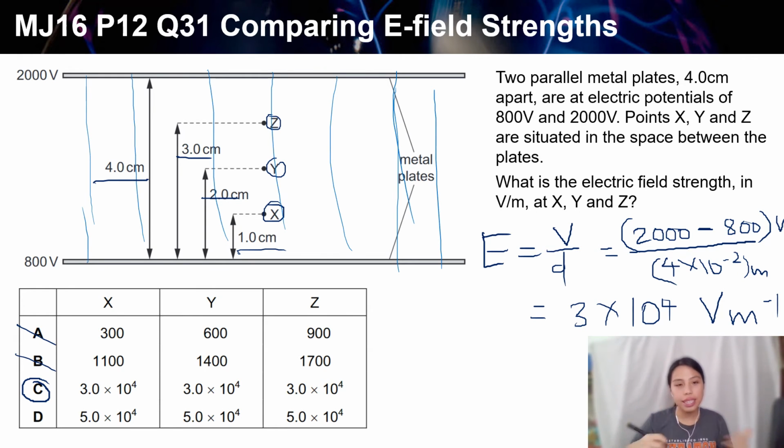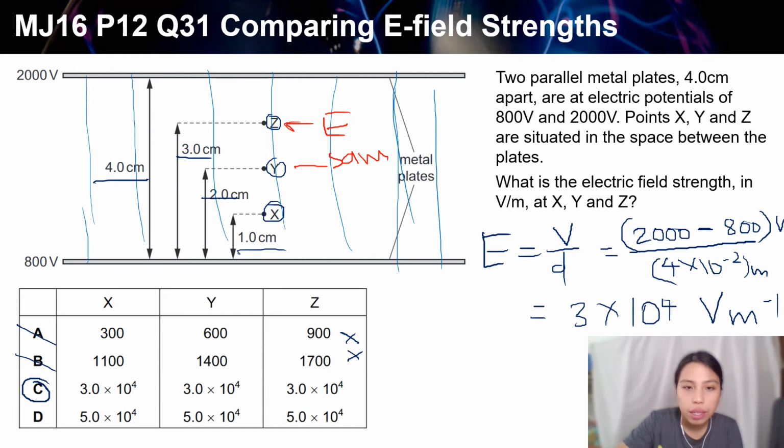Now all this cancelling of A and B is to help you save time a little bit. Make sure you don't accidentally choose A or B. Okay, so not these two because E is the same. Let me just make notes. E is the same at all these positions. E field strength, I should write E field strength.